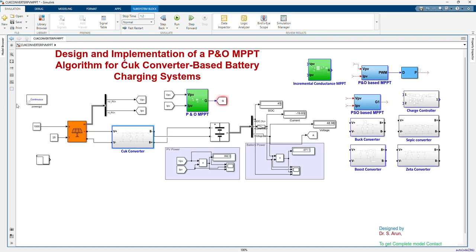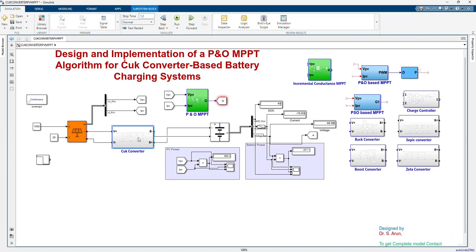So first of all, why is MPPT needed? Because the PV power depends upon the solar irradiance and also temperature. Without MPPT, the PV panel does not really operate at its maximum power point. The MPPT adjusts the duty cycle of the converter to ensure maximum power transfer to the battery.